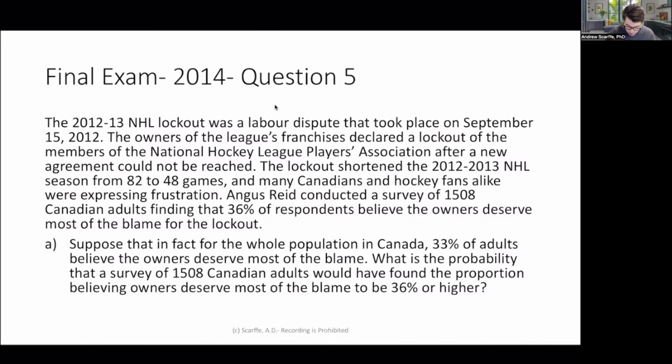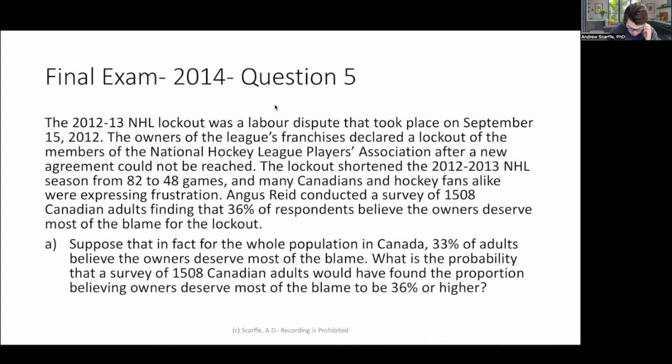2012-2013 NHL lockout was a labor dispute that took place on September 15th, 2012. The owners of the league's franchises declared a lockout after members of the NHLPA and the owners could not reach a new agreement. The lockout shortened the 2012-2013 NHL season from 82 to 48 games, and many Canadians and hockey fans alike were expressing frustration. Angus Reid conducted a survey of 1,508 adult Canadians, finding that 36% of respondents believed that the owners deserved most of the blame for the lockout.